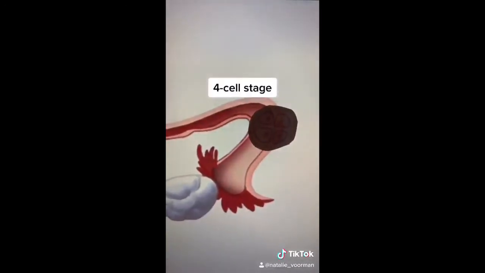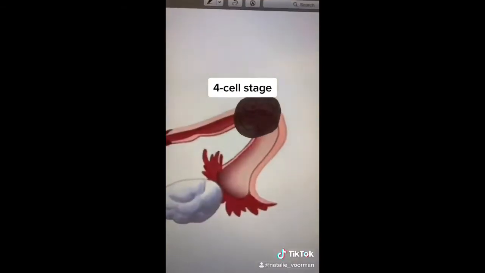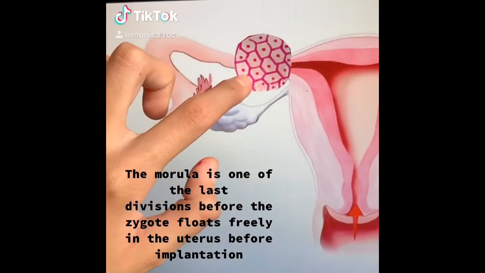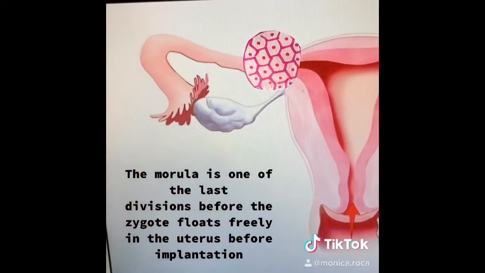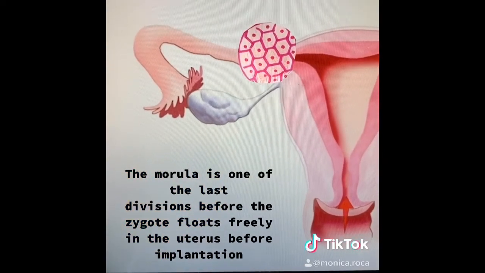The first cleavage occurs 36 hours after fertilization as the zygote divides into two identical cells called blastomeres, and then into 4 cells as it makes its way down the fallopian tube. 36 hours after the first cleavage, the second cleavage division occurs. This division yields a 16-celled ball called a morula.